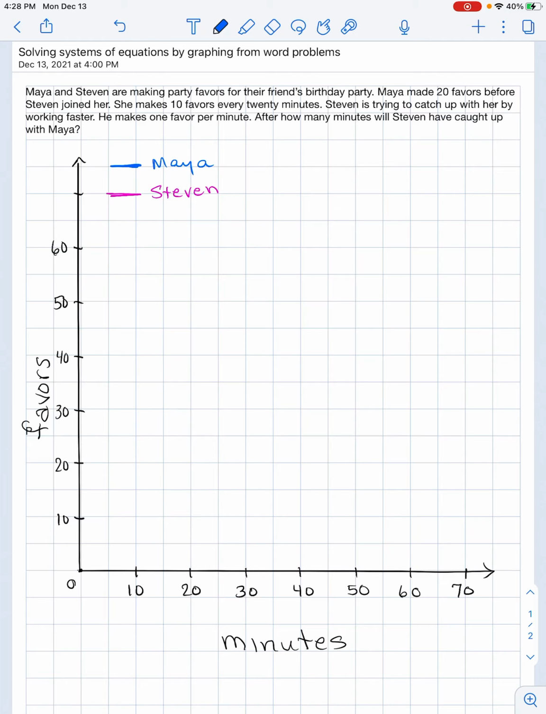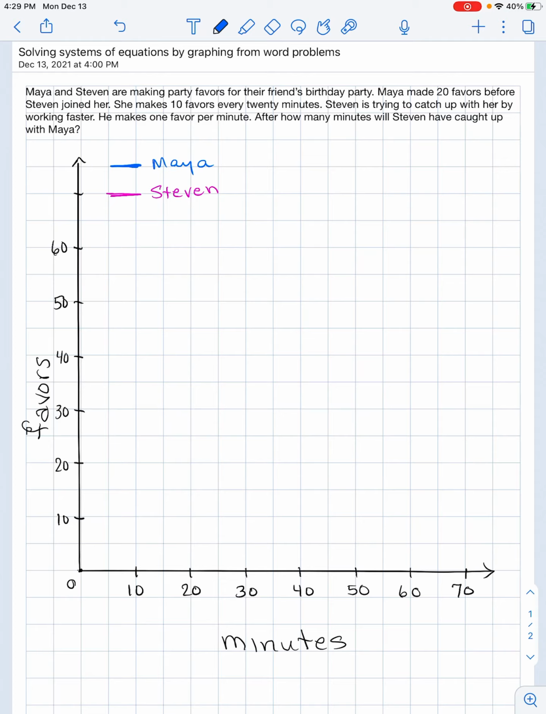And he's working faster. He makes 1 favor per minute. After how many minutes will Steven have caught up with Maya? In other words, after how many minutes will they have made the same number of favors?